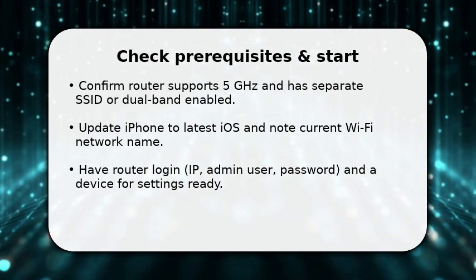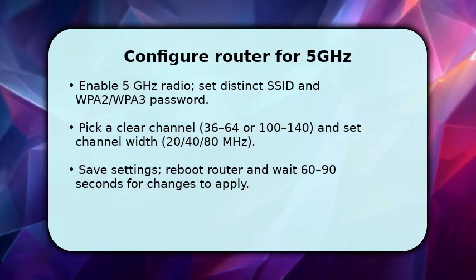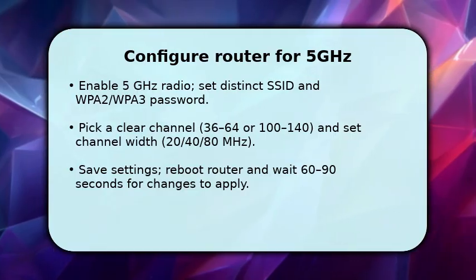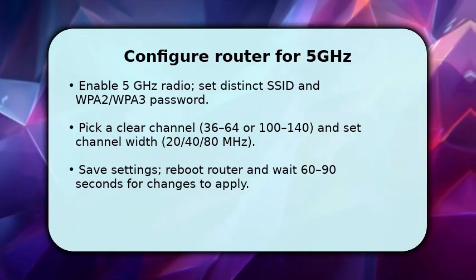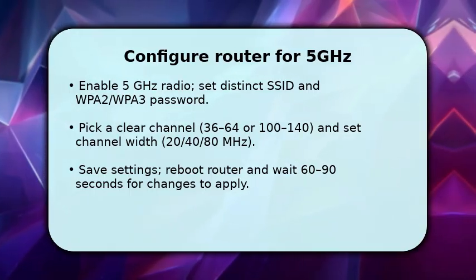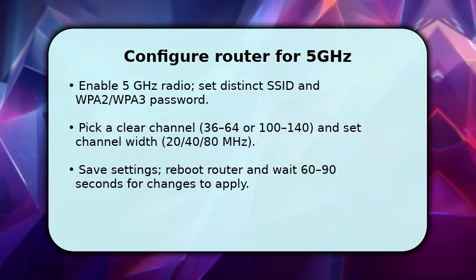You now configure the router. Enable the 5 GHz radio and assign a clear, distinct SSID so the iPhone can choose it explicitly. For security, use WPA2 or WPA3 with a strong password.